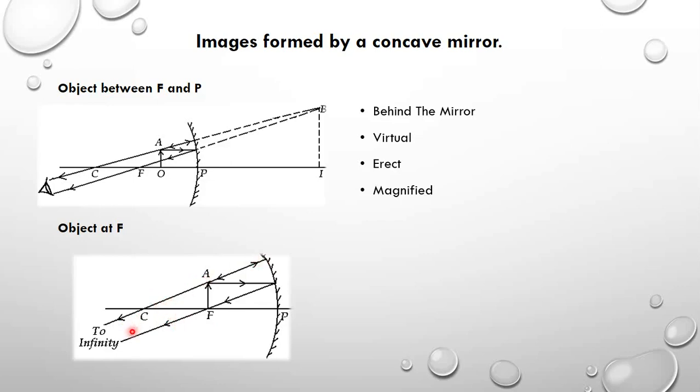And if they are parallel, it means that we are not going to have a meeting point, and so we shall say that the meeting will be at infinity. So these rays will go to infinity.